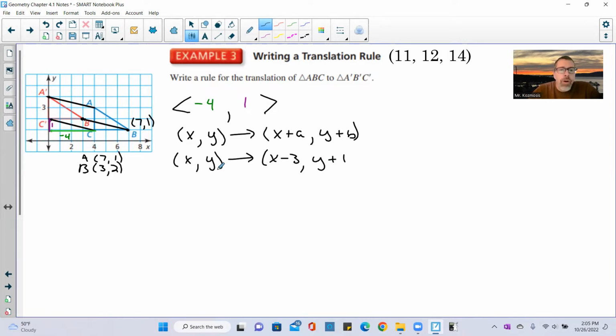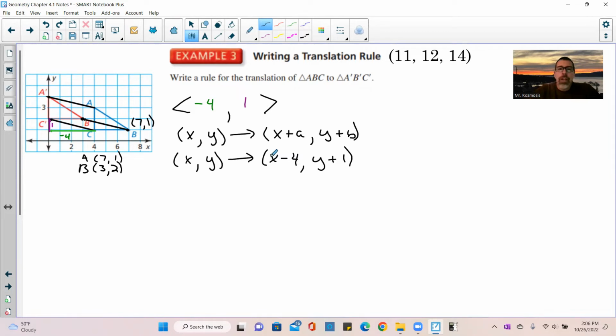So left 4, I'm sorry, it's not three, it's 4. To get from 7 to 3 is not 3, it's 4. So it's x minus 4, comma, y plus 1. So all you're saying is to get from this point to this point, I took x and I subtracted 4. So x was 4, now it is 0. And then I took my y, which is 1, and added 1 to get up to 2. So all three points, this would work for x comma y becomes x minus 4, y plus 1.